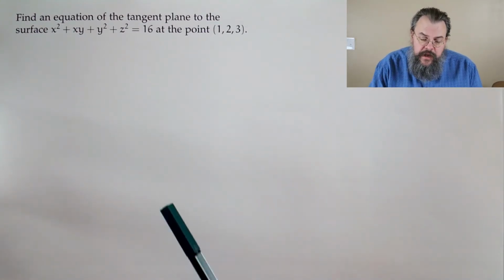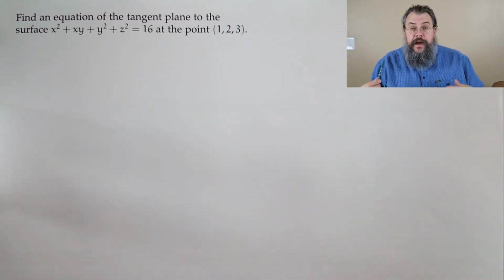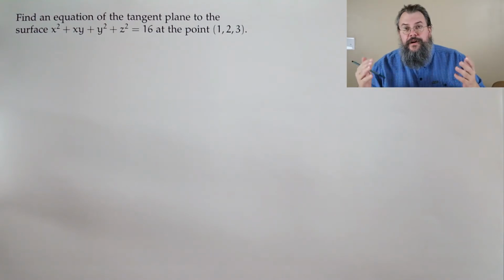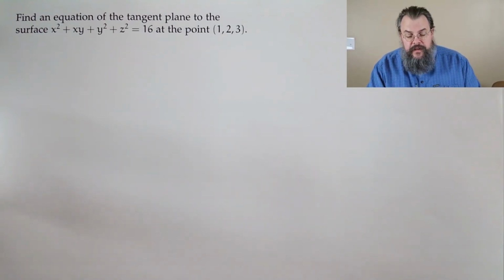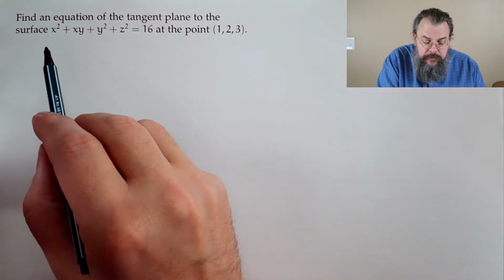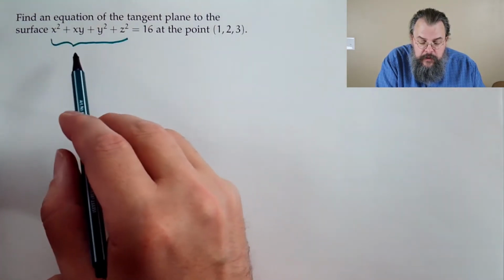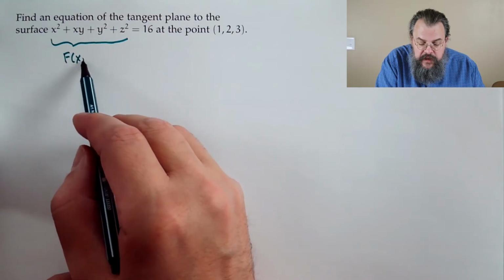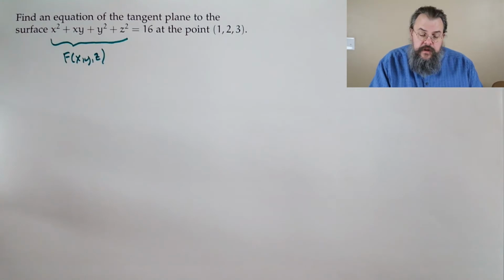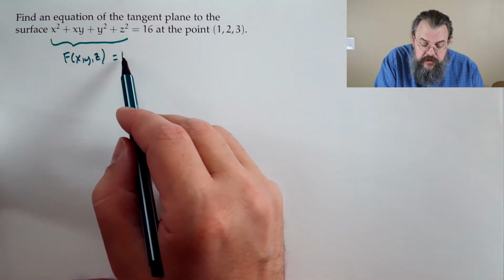Find an equation of the tangent plane to the surface x squared plus xy plus y squared plus z squared equals 16 at the point (1, 2, 3). Now we could, if we wanted to, solve for z in this case. We maybe can't in some cases, but here we could. But it's actually beautifully set up for us. Because what do we have? Well, we have on this side a function, f of x, y, z. So we really have f of x, y, z equals 16.